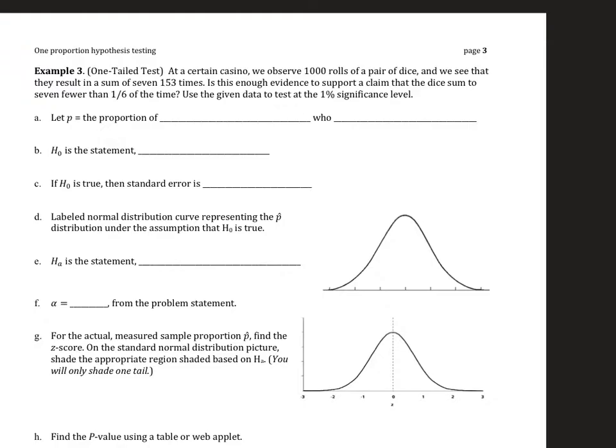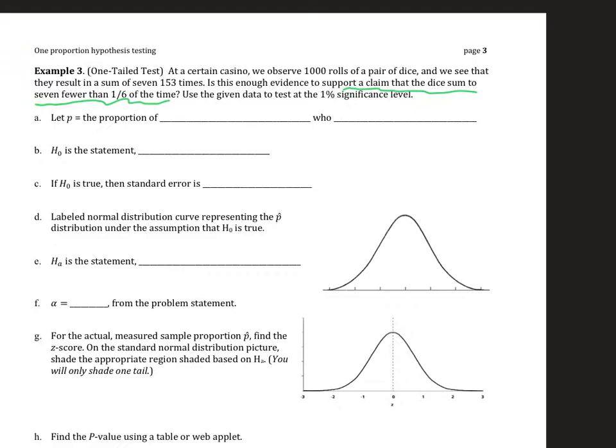Rolling 2 dice in a game and getting a sum of 7 would be considered to be good for the gambler. And so the suspicion here is that the dice are not fair, and so 7 is coming up too few times. And we can see here that they specify, support a claim that this dice sum to 7 fewer than 1/6 of the time. If dice were fair, they would come up a sum of 7 1 out of 6 times.